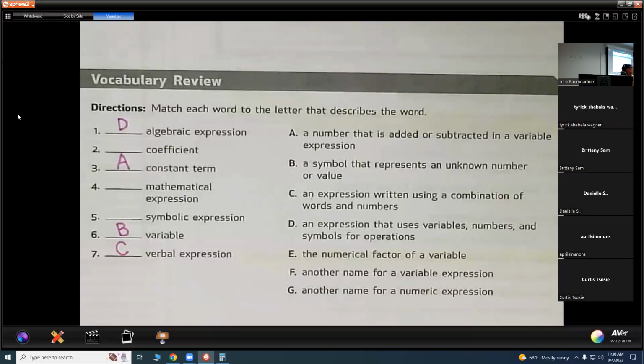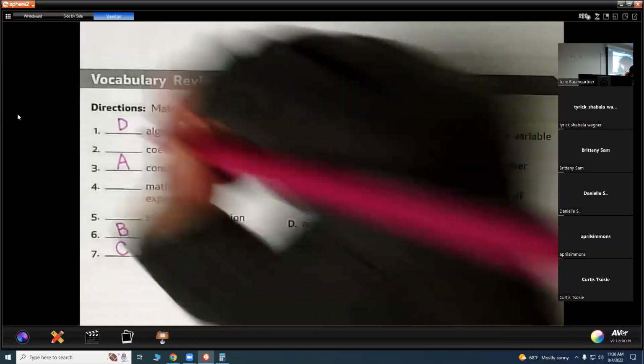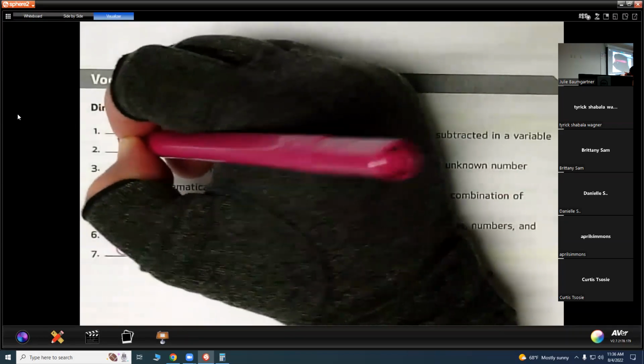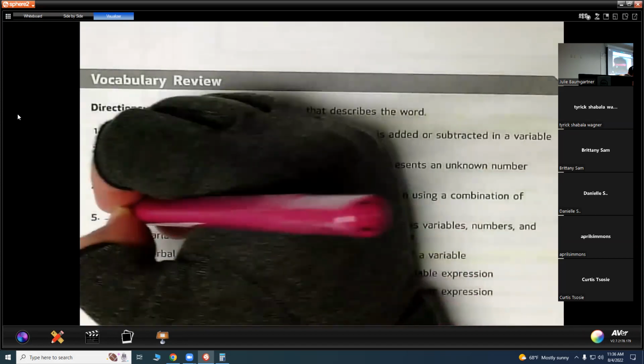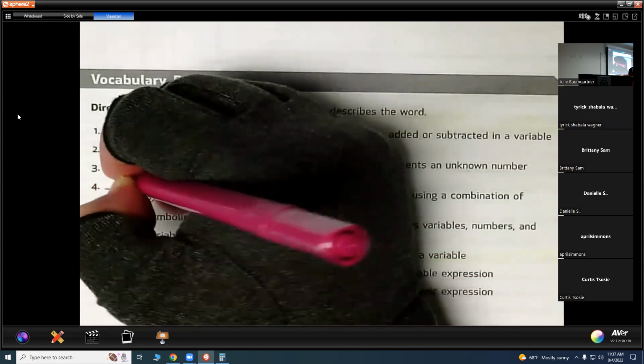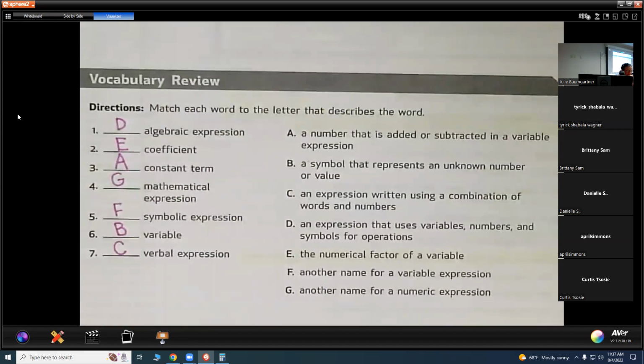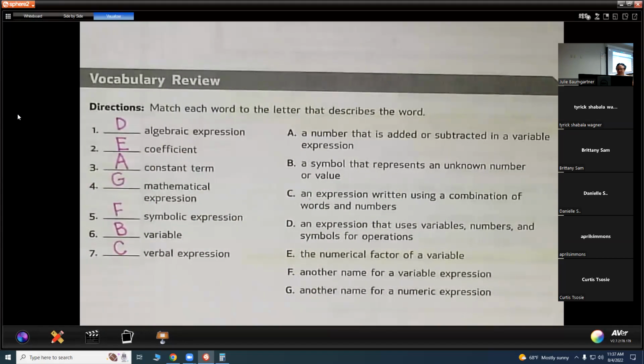The numerical factor of a variable is called the coefficient. And once again, it's just that number attached to the variable in our equations or expressions. We'll work on that. Another name for a variable expression is a symbolic expression, I guess. So F for number 5, and then we can say numeric or mathematical expression. That's the one without any variables.